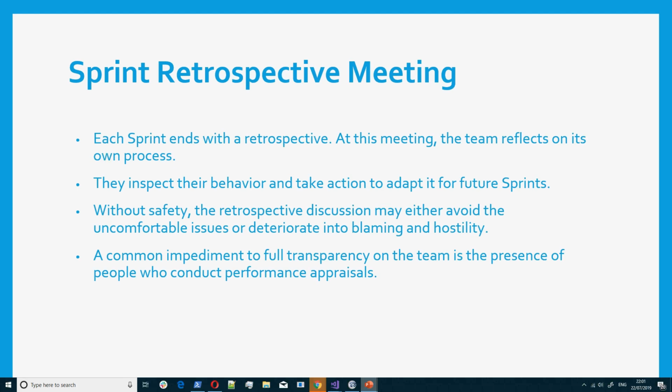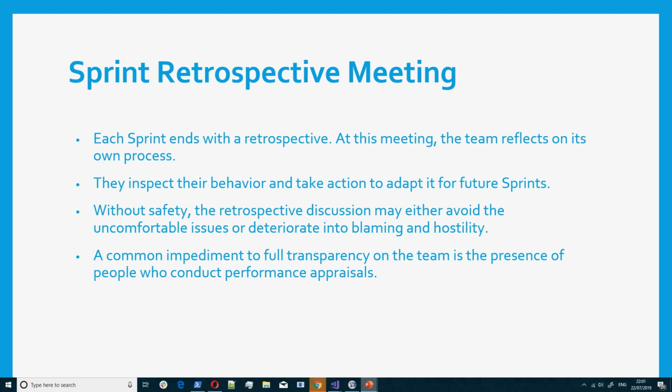Then at the end of the sprint also, you will do a retro. You do a retrospective, basically to reflect on the process, to reflect on how you've done, what you've done good, what you could improve.